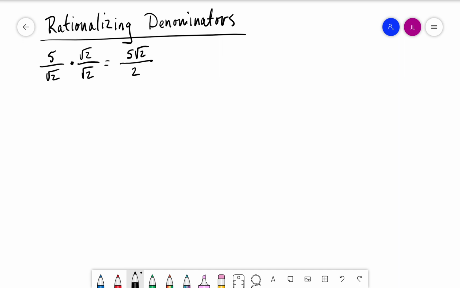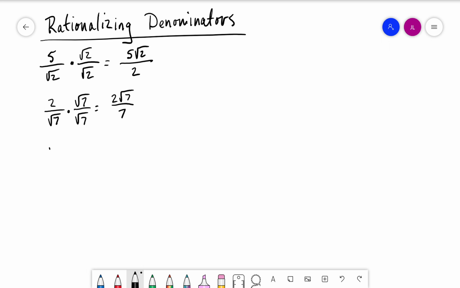Let's look at another example here. Let's say we had something like 2 over the square root of 7. Well, to get rid of that square root of 7, we're going to multiply everything by the square root of 7, and we get 2 square root of 7 over 7. Okay, let's do a couple more. We'll do at least one more here.